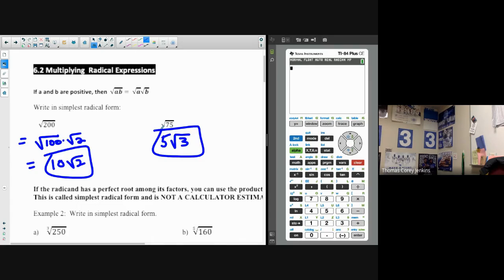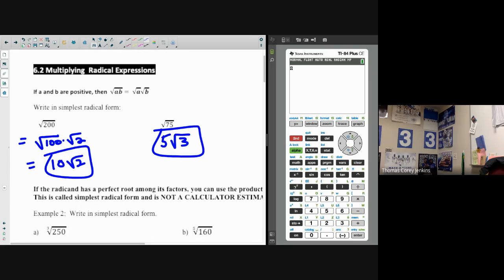Okay, and just an important fundamental note, and I know I've gone over this before, but if you're ever not sure, there are a couple of things you need to check about your final answer. One, is there any perfect square that goes into what's under the radical? Two, is 10 square roots of 2 really equivalent to the square root of 200? You can quickly check that. Type it into your calculator.